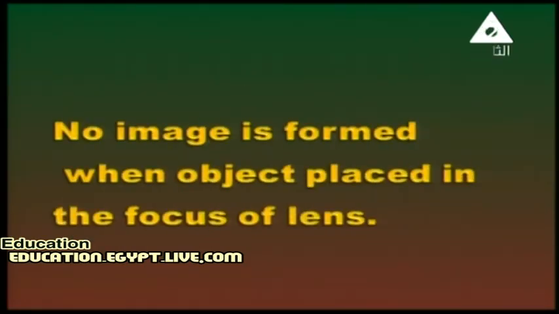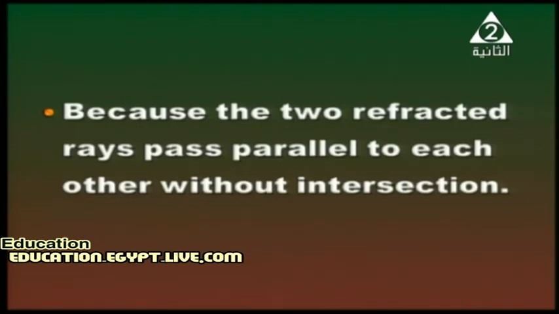No image is formed when the object is placed at the focus of any lens, because the two refracted rays pass parallel to each other without intersection, so no image is formed.